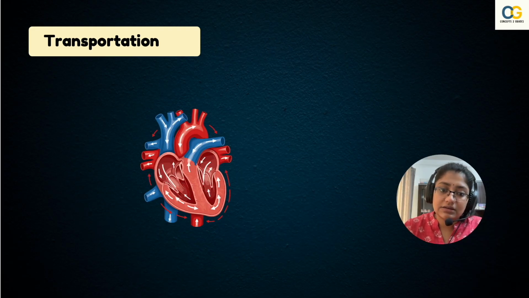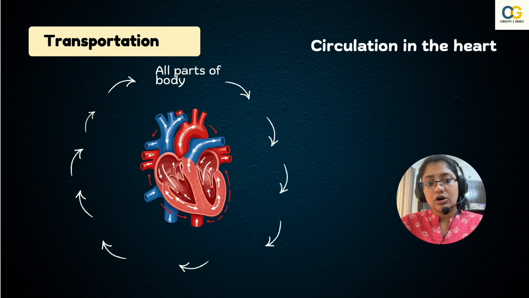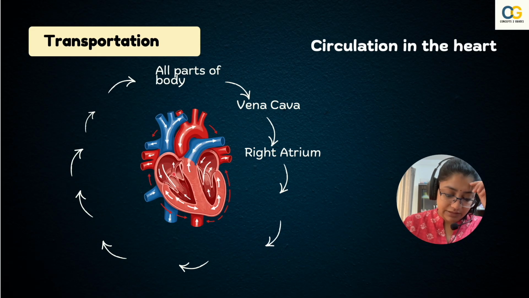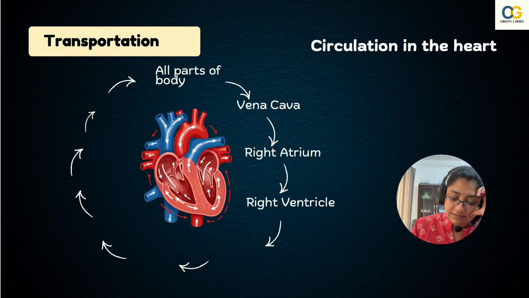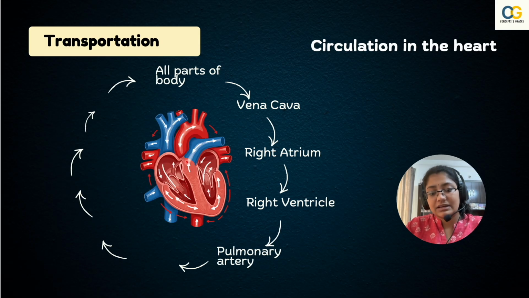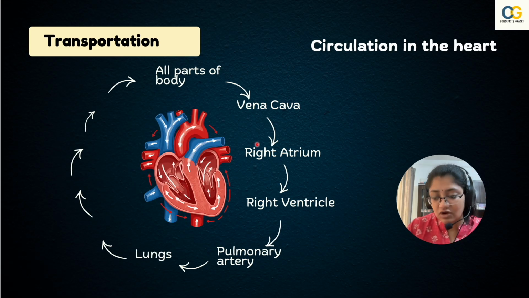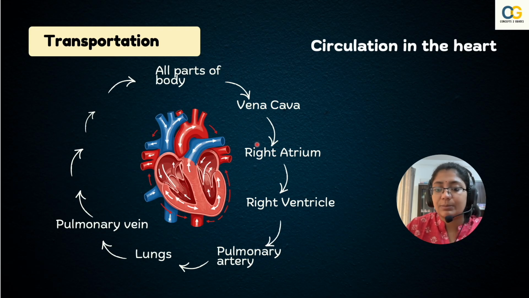So first, the circulation of the heart starts with all parts of the body. From all parts of the body, the deoxygenated blood is collected by the veins and it comes into the vena cava. From the vena cava, it goes into the right atrium. The atrium contracts and it goes into the right ventricle. Once it goes to the ventricle, it is pushed out by the pulmonary artery, goes to the lungs, gets oxygenated, and becomes the pulmonary vein.